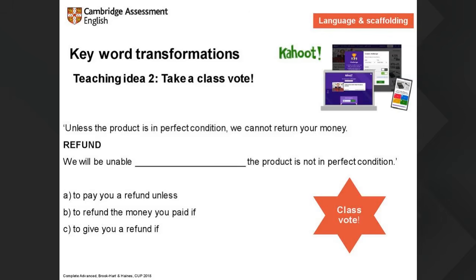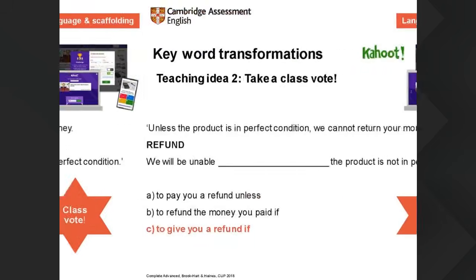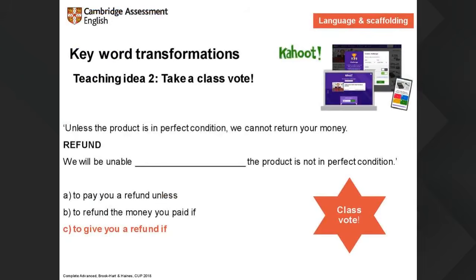Or we will be unable to give you a refund if... People are concentrating. The answer is C, but B works. We will be unable to refund the money you paid if the product is not in perfect condition. But why is it not correct, Victoria? I think there are too many words. Exactly. There are 7 words and the maximum is 6.